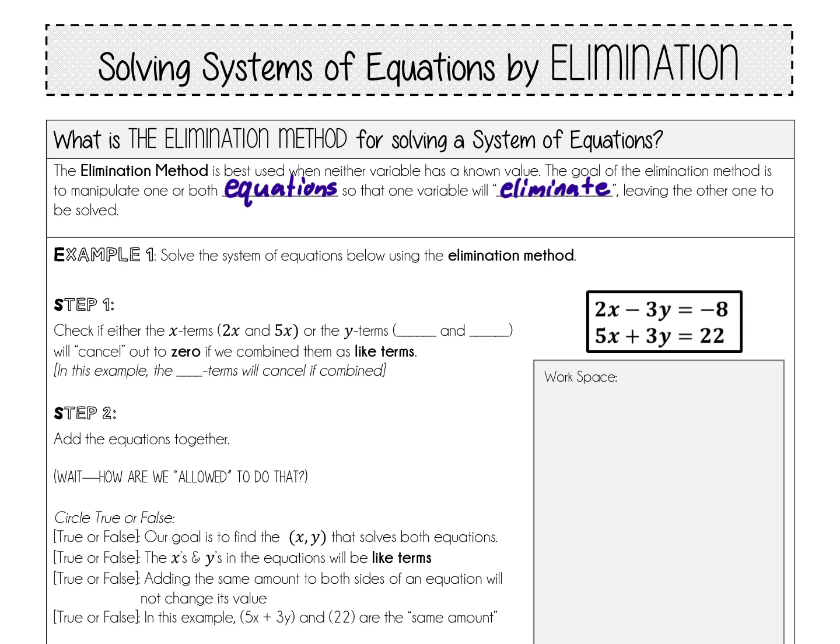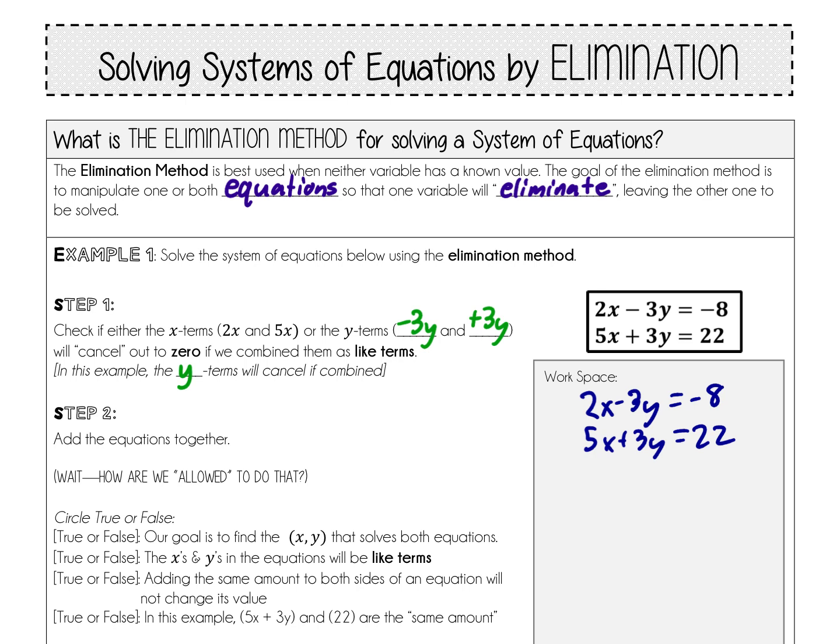Let's try solving the system of equations below using the elimination method. Our example is 2x minus 3y is equal to negative 8 and 5x plus 3y is equal to 22. For our first step, we're going to check if either the x terms, 2x and 5x, or the y terms, negative 3y and positive 3y, will cancel out to 0 if we combine them as like terms. In this example, the y terms will cancel if combined. That means we can move on to step 2 and add the equations together.